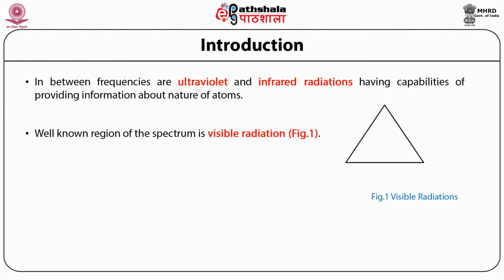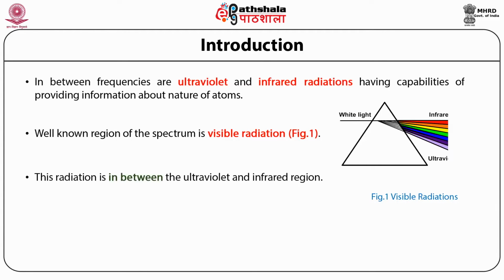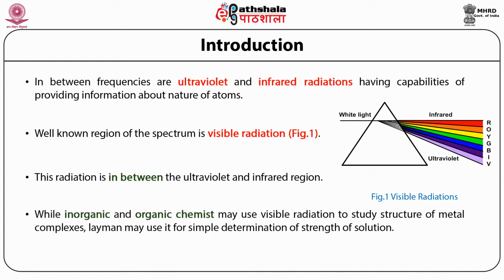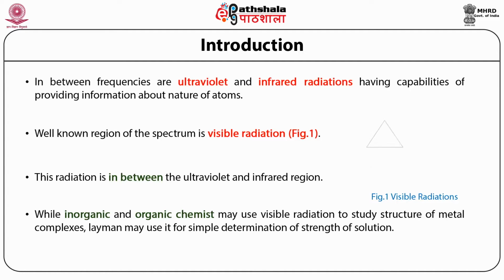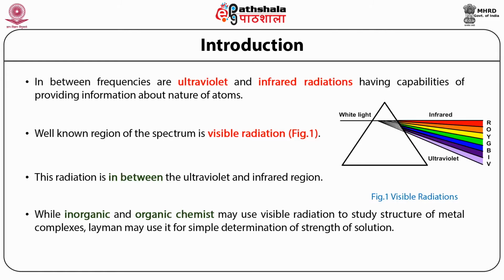The well-known region of the spectrum is visible radiation, which is between the ultraviolet and infrared regions. While the inorganic and organic chemist may use visible radiation to study the structure and stability of transition metal complexes and organic molecules, the layman may use it for a simple determination of the strength of a colored solution, as by simply observing the different colors, one may see which solution is concentrated and which is dilute.